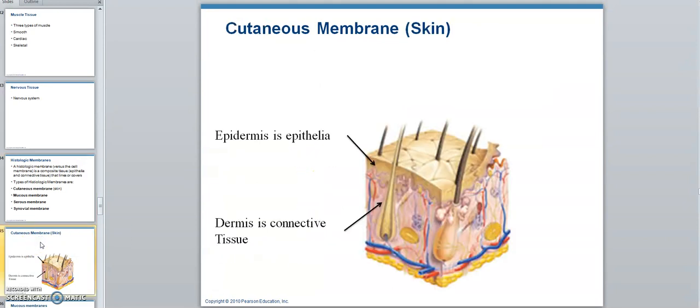Okay, let's start with the first one. The cutaneous membrane, we won't say a whole lot on it because that's the skin. And that, in fact, is the next chapter. The epidermis, you may remember, is a stratified squamous epithelia. The dermis is connective tissue. So the cutaneous membrane is composed of the epidermis, which is epithelia, and the dermis, which is connective tissue. Again, we'll be talking about that in the next chapter.